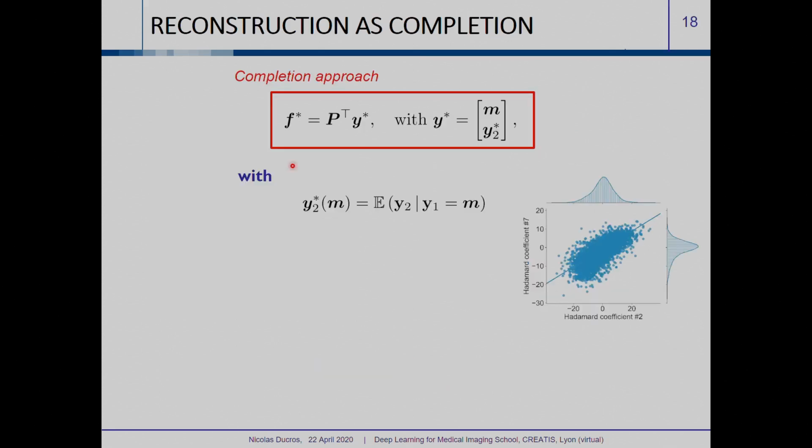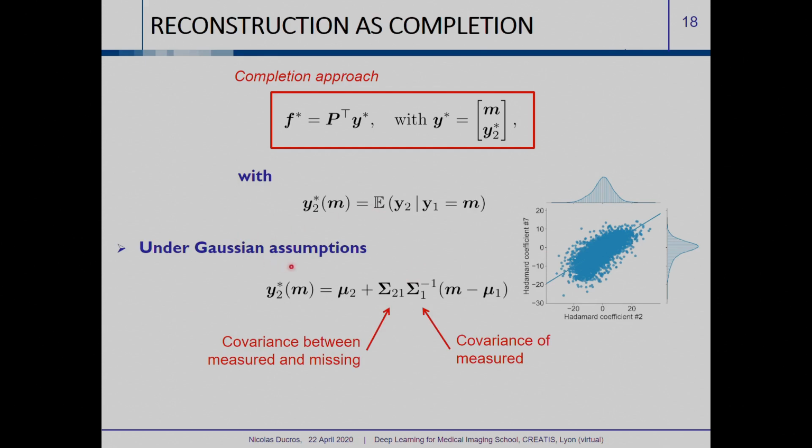The completion approach consists in completing the missing measurement with a relevant value y2 star before multiplying, on the left-hand side, the completed measurement vector by the full Hadamard basis P. We need to estimate those missing coefficients. To do so, we compute the following conditional expectation. This basically tells you the mean value of the missing coefficient given the acquired coefficient.